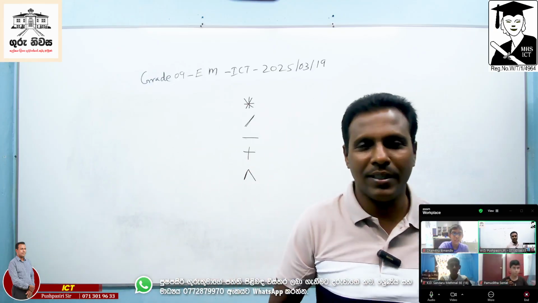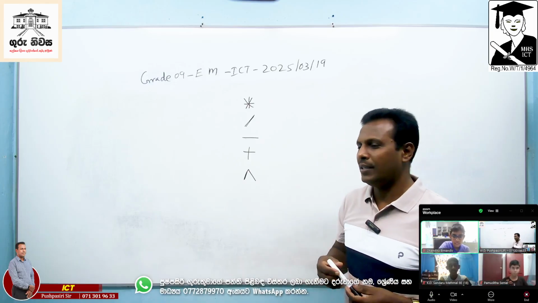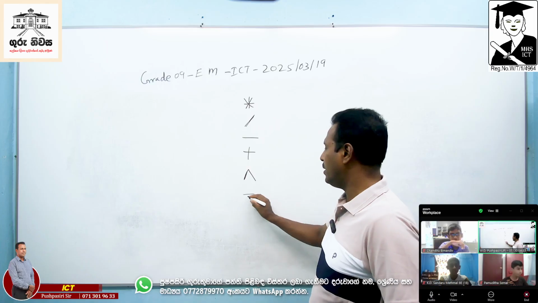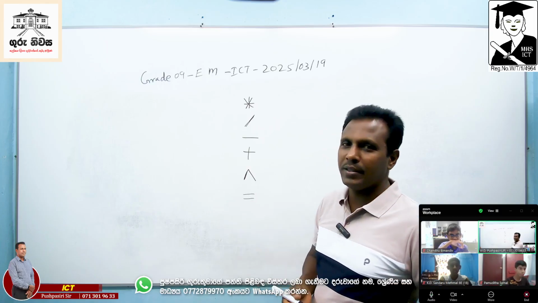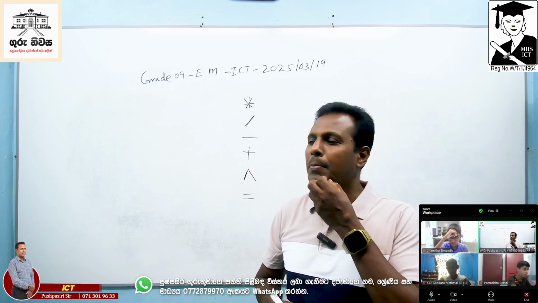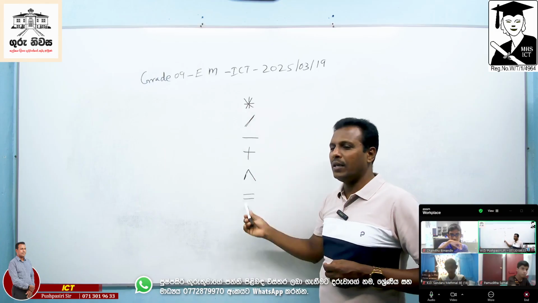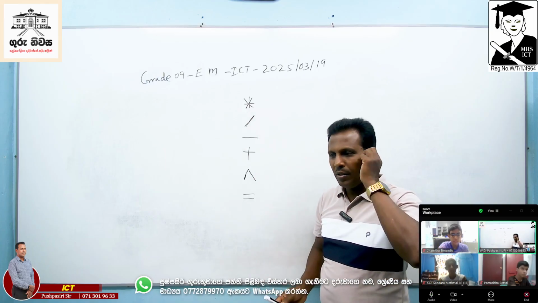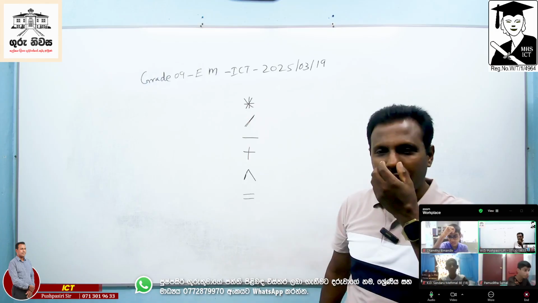What are the other things? Equal sign. Very good. Equal. What else? These are the symbols we did with the mathematical symbols, no? Right. Then after that we did what?